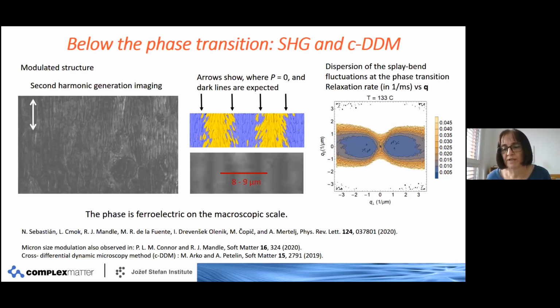The evolution of the modulated structure can also be followed by looking at the splay band fluctuations by, for example, cross-differential dynamic microscopy. And you can see here in this image that just at the phase transition, just before the structure destabilizes, we have a slowing down of the splay fluctuations at some finite Q vector.